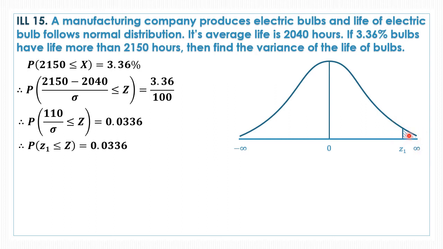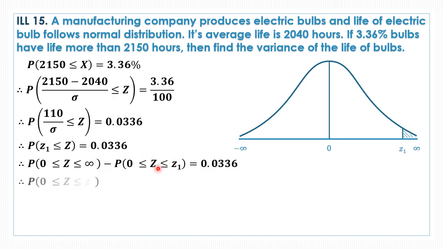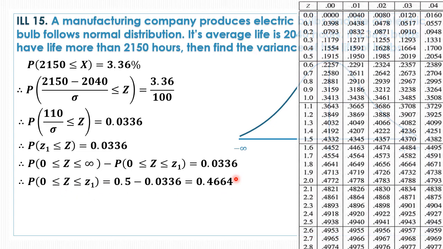And because we are highlighting a very small area here, Z1 is almost on the extreme right side of the curve. So this is Z1. This is the area which we have right now. So this will be our equation, that is, probability of 0 to infinity minus probability of 0 to Z1, which is 0.0336. Infinity is 0.5, Z1 we don't know. So the difference we are going to directly calculate as 0.5 minus 0.0336, that is 0.4664. We will take out the table right now.